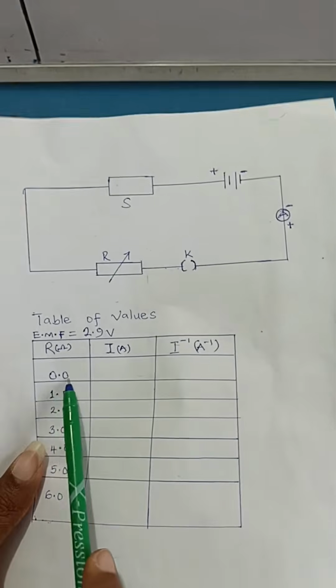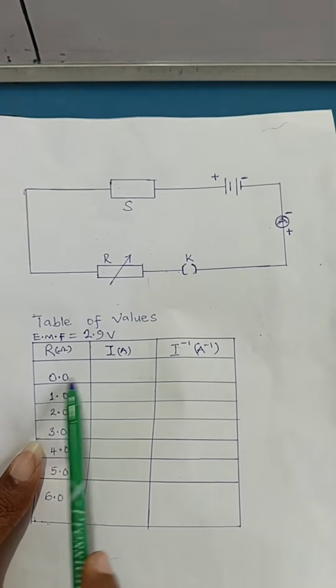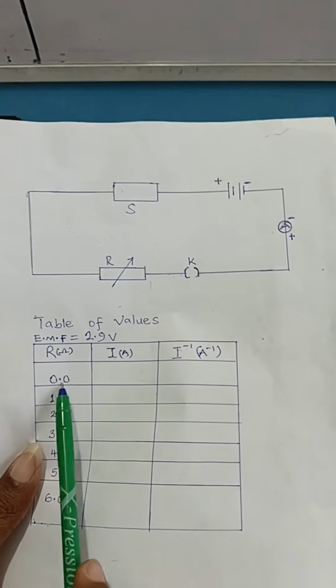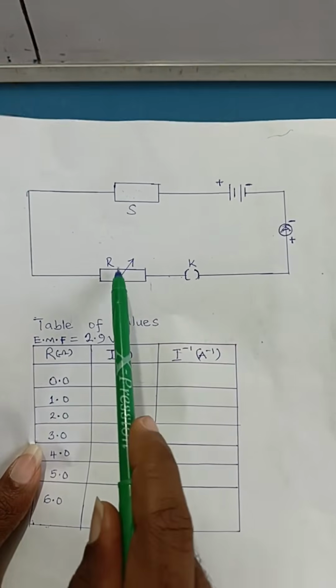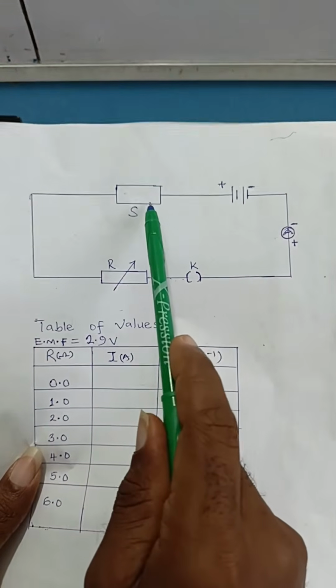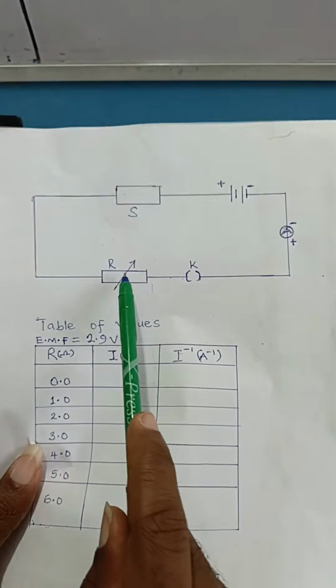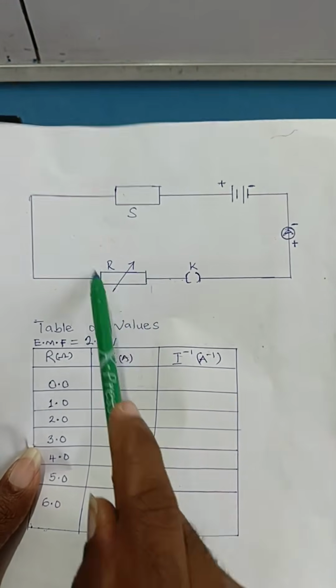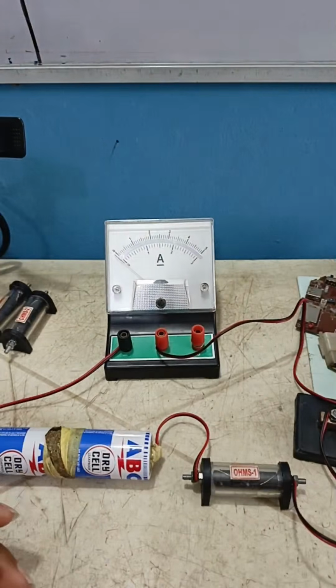The reason is we are trying to see what will be the current when there is no defined resistor in the circuit, which is for this one, not this standard resistance, okay? For this one, when it is not included. So let us see what the reading is going to be.